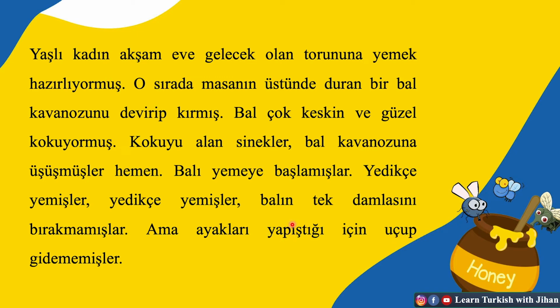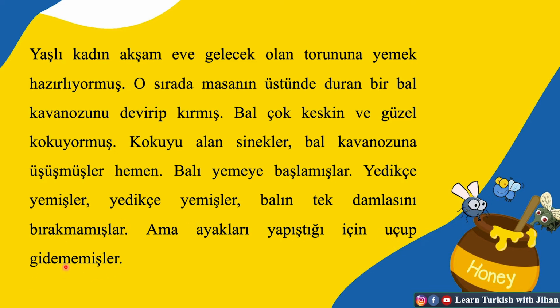Uçup gidememişler. Remember when I explain about the ip, this is the same, but because we have u over here, vowel harmony, we use up, not ip. Uçup. Uç is fly. And gidememişler, they couldn't go. They couldn't fly and go. So that we don't repeat the whole addition next to uçup. This word comes from uçmak, which means to fly.